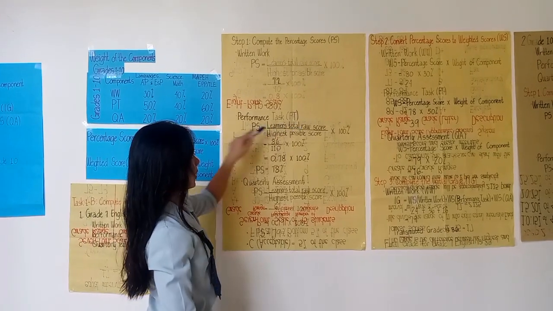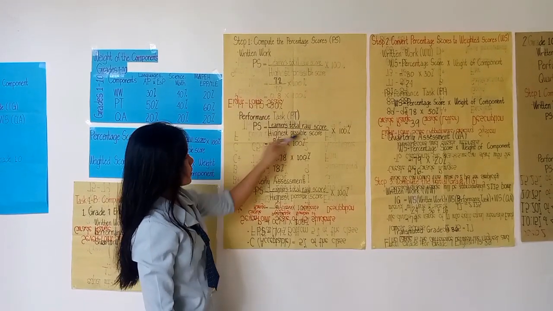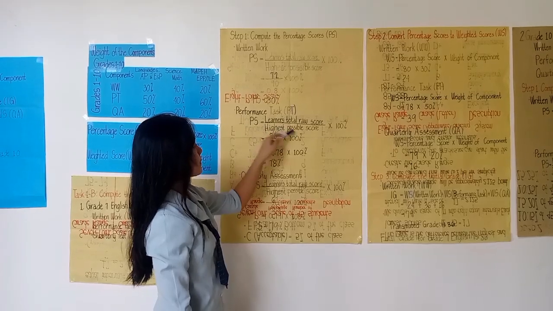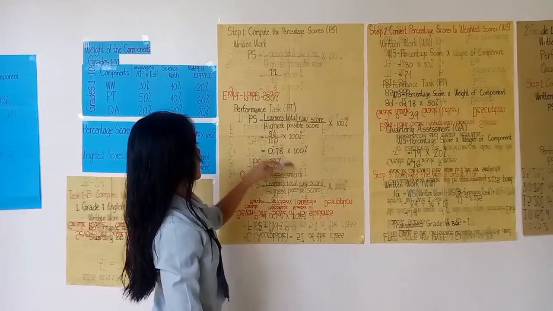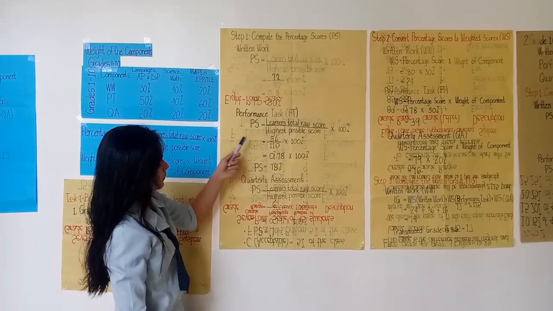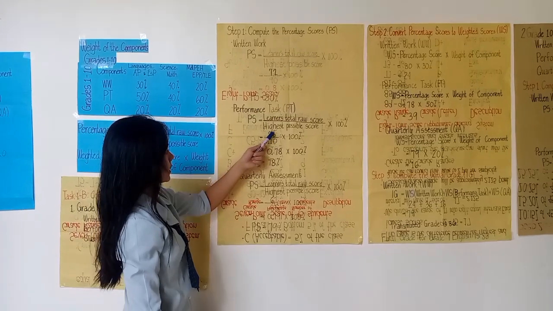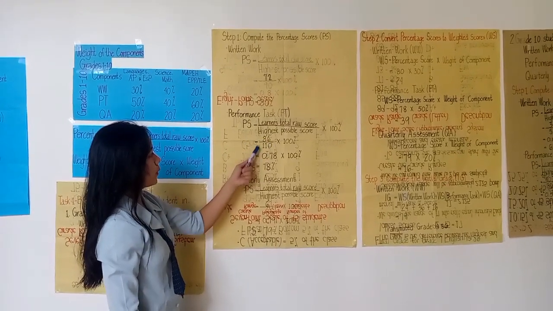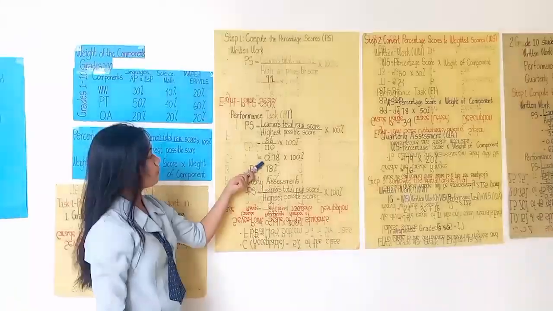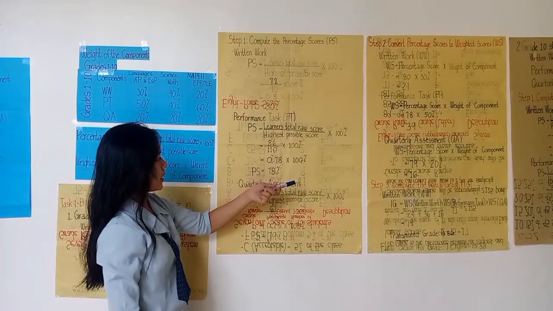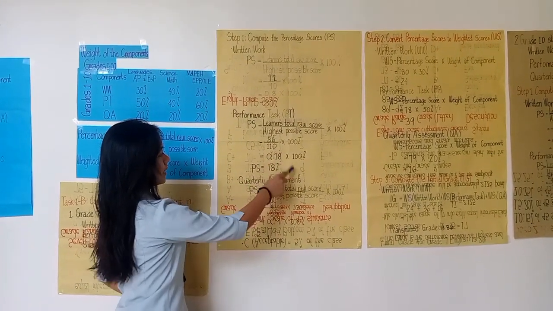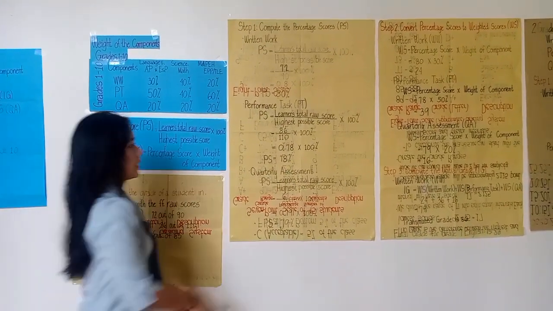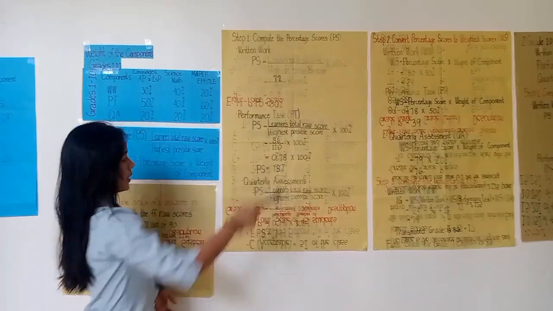Here is the formula: learner's total row score divided by highest possible row score times 100. For the learner's total row score, 86 divided by 100 equals 0.76, 78 rather, and times 100 is equal to 78%.